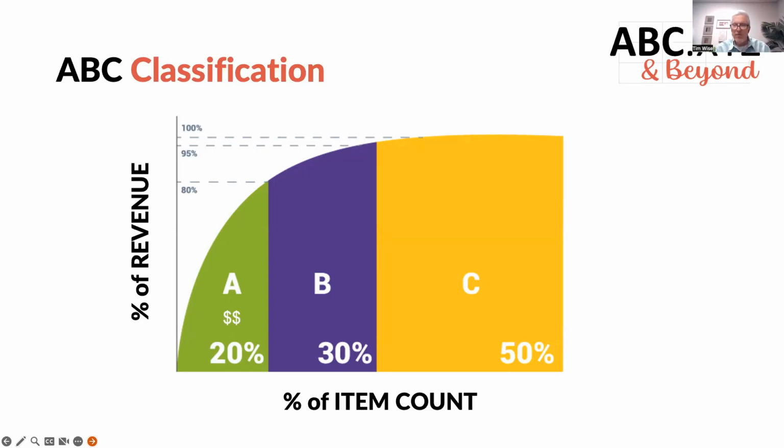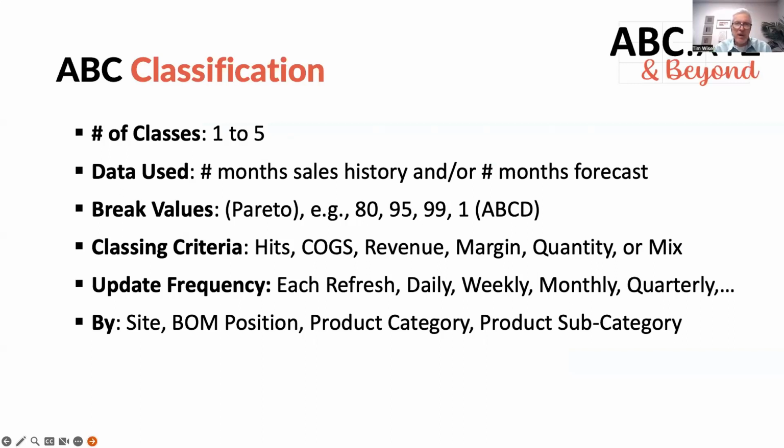And then you may have a long tail of C items that make up the other 50%, right? So it's just another way to depict how you want to classify your inventory to make up the 100% of your inventory value. The classes you can use, right? You can have as many classes, 1 to 5. You could have 3. You could only have 2 if you wanted to.